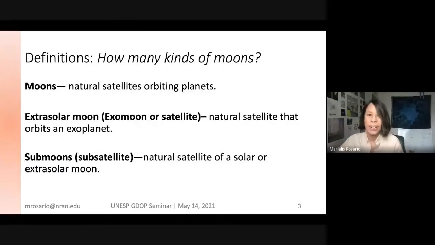Before I move on, I would like to make a distinction between several terms that I will be continuously using throughout this talk. I will be referring to moons as the natural satellites that orbit planets. I will be referring to exomoons or exosatellites as natural satellites that orbit exoplanets. And I will also be referring to submoons as subsatellites, which are the moons of moons. So essentially, a natural satellite orbiting another natural satellite.